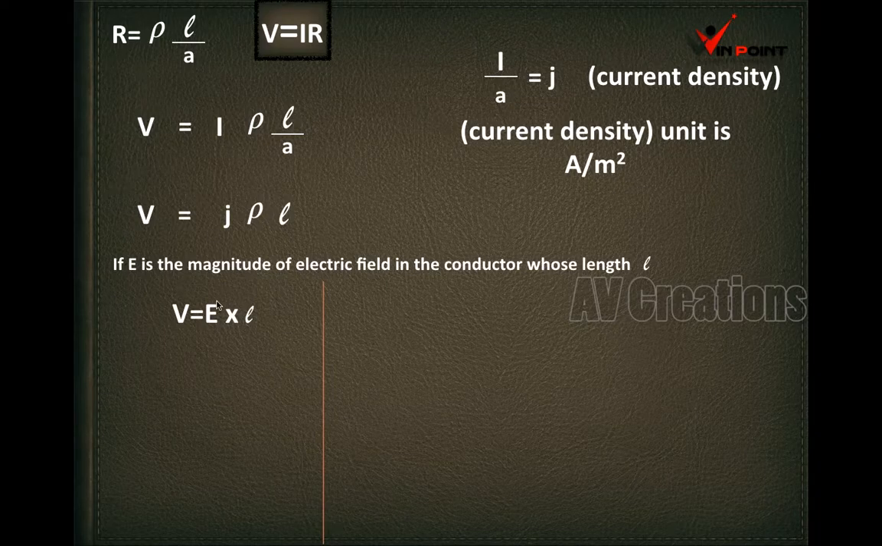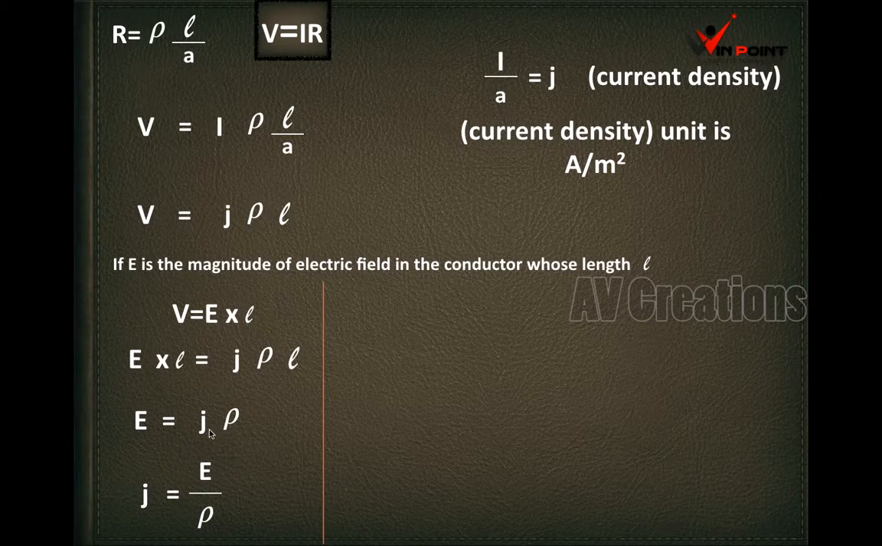We are comparing these two equations. The LHS, left hand side, is equal, so we can compare the right hand side. So we can write E into L equal to J rho L. This L and L will cancel each other, then it will be E is equal to J into rho. Current density into resistivity.